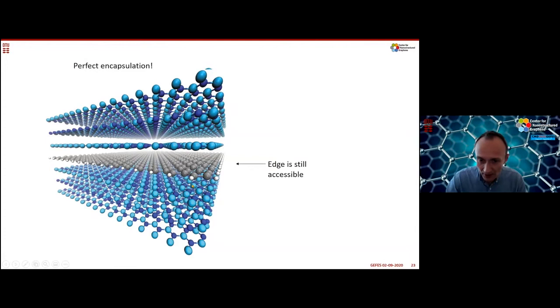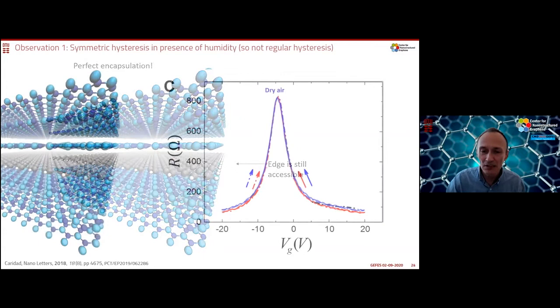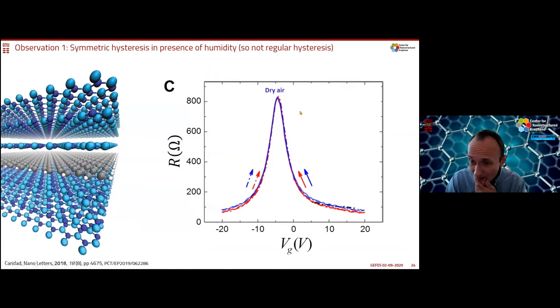And then we still had hysteresis and couldn't understand it. Was it the water that was trapped or whatever? And then we found out, no, it has to be the edge that is accessed by these molecules. And then we started to look closer into it. It was actually José Raridad who did this fantastic work with Mads Brandbyge, and I was also helping, but this is really José's work. In dry air, there's no hysteresis.